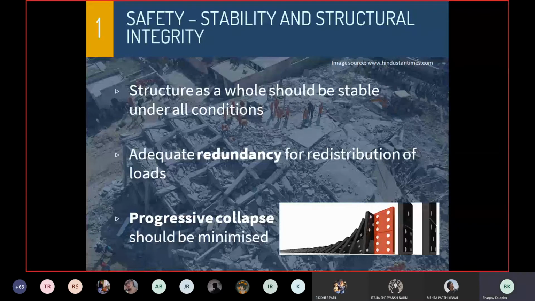And it should have what is called redundancy for the distribution of loads, meaning that if one part of the structure fails due to some reason, it should be able to redistribute the loads to other parts of the structure, meaning that it should minimize what is called progressive collapse.